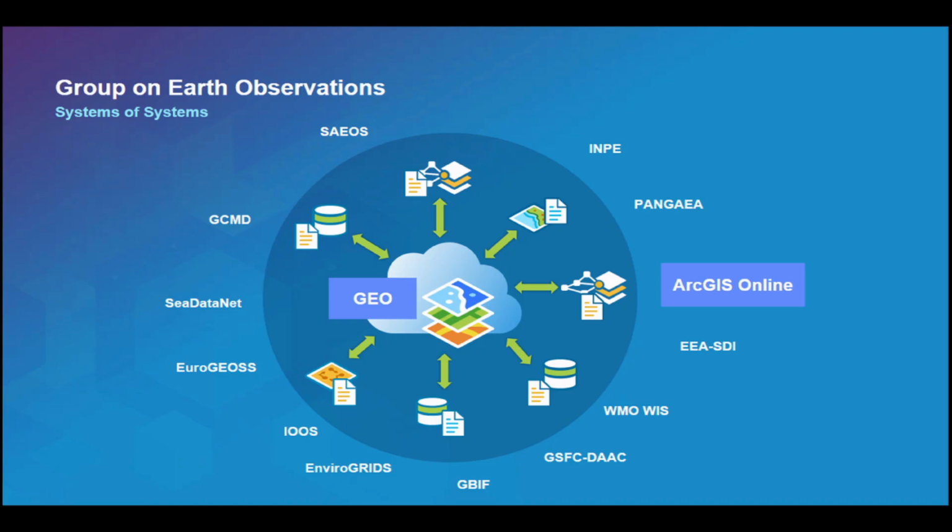ArcGIS Online, in its sense, is a network as well, right? Many different organizations use it. They share data within ArcGIS Online. So one of the things we have done with Geoportal Server there is to actually bridge between this Group on Earth Observation network and the ArcGIS Online network, by providing catalog services, by providing some tools in desktop and so on.